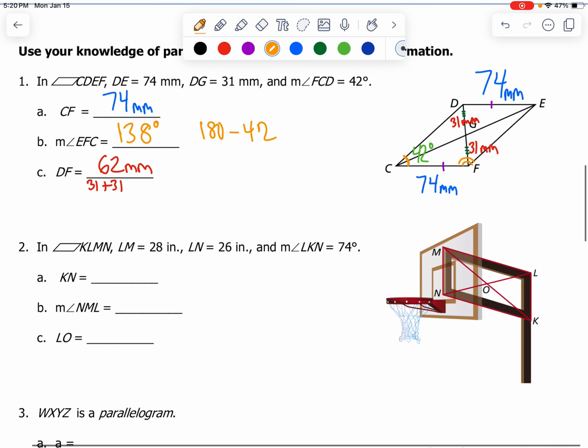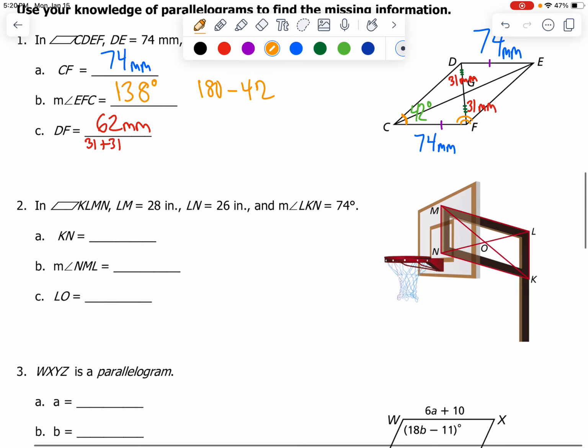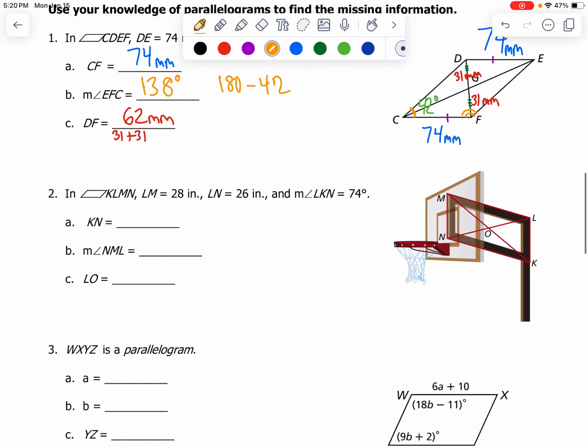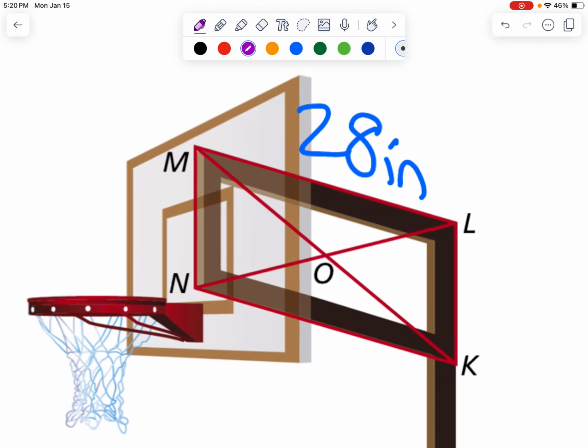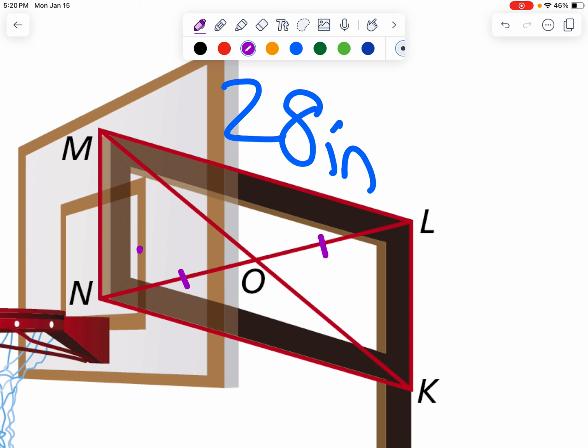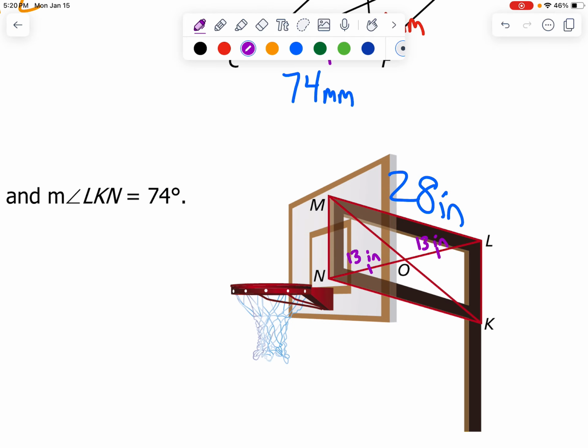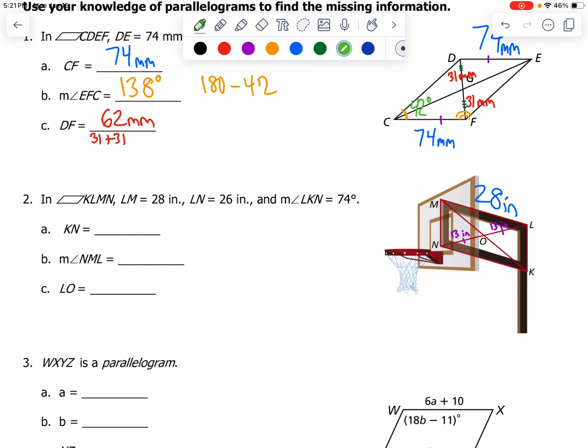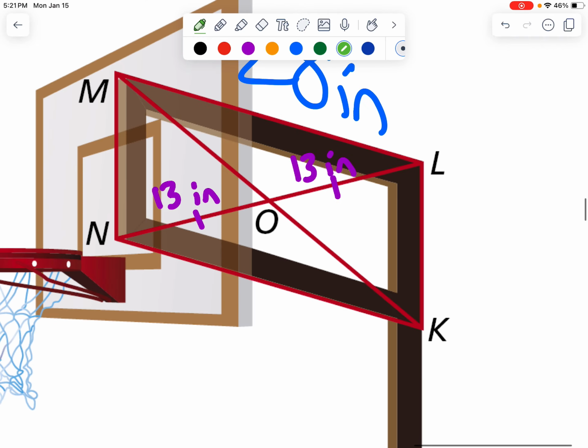All right. I love this next picture because the basketball hoop looks great, but it's a little tough to see and to label. So just hang in there for this one. Let's label LM, 28 inches. LN is 26 inches. So that's a little tough to label. So I'm even going to take the 26 and just cut it in half right away because I know the diagonals bisect each other. So that's just easier for me to see. Maybe you like it that way too. And then it says angle LKN is 74 degrees. So the entire angle down there, 74.